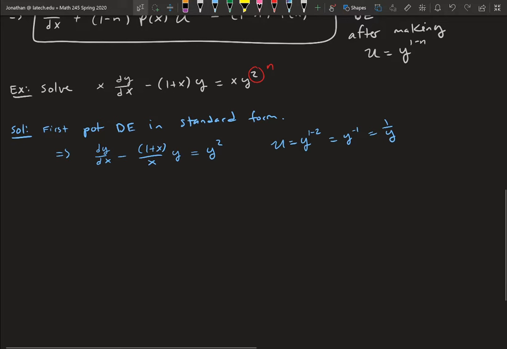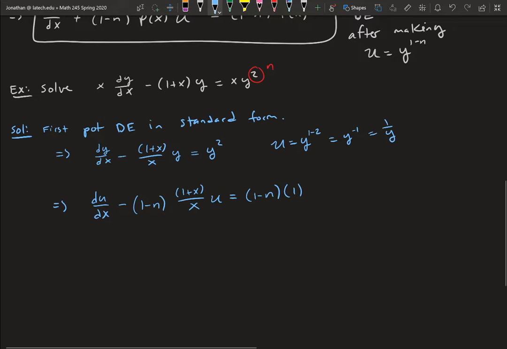So u equals 1 over y basically is a substitution we're going to make. And we know now that the differential equation is going to become du/dx minus (1 minus n)(1 plus x)/x times u equals, see, f of x here is just 1, so (1 minus n) times 1. Because f of x equals 1, p of x is this thing right here. So this is our differential equation that we need to solve.